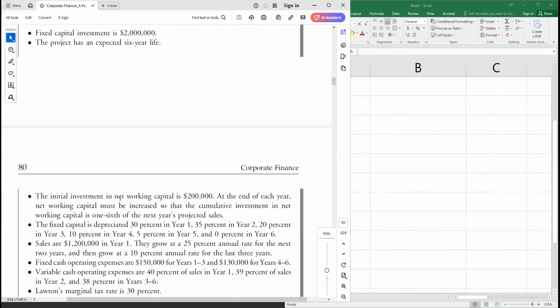the initial investment in net working capital is 200,000. At the end of each year, these are the keywords that you need to pay attention to. The net working capital must be increased, adjusted, so that the cumulative investment in net working capital is 1/6 of the next year's projected sales. So that's the point you need to carefully estimate, the net working capital.